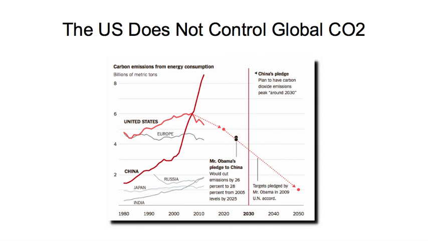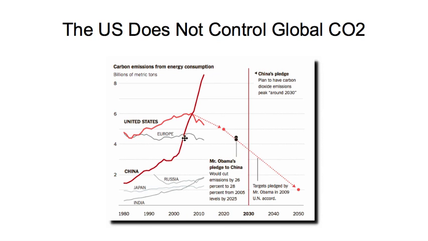Another misconception is that the United States controls global carbon dioxide levels. This is simply not true. This is a graph from the New York Times from a few years ago, and it shows that U.S. emissions have actually been declining. And this was due to fracking, which has replaced coal with natural gas, which produces less carbon dioxide.